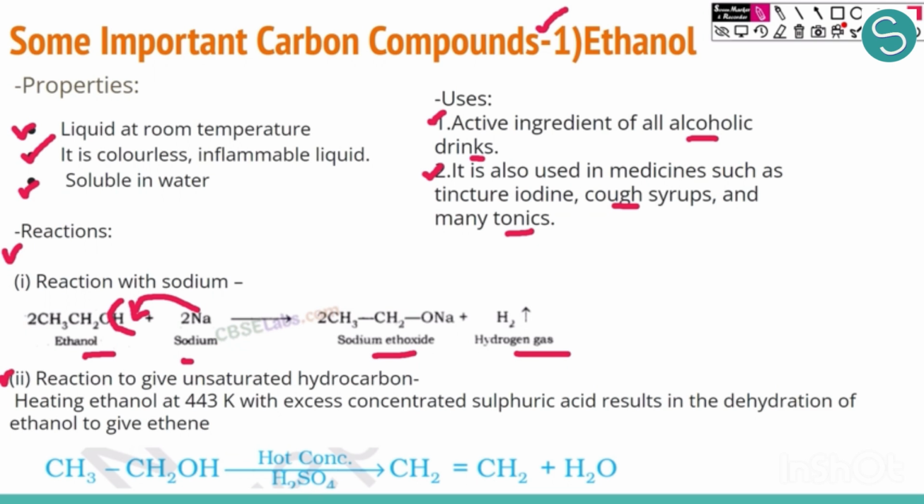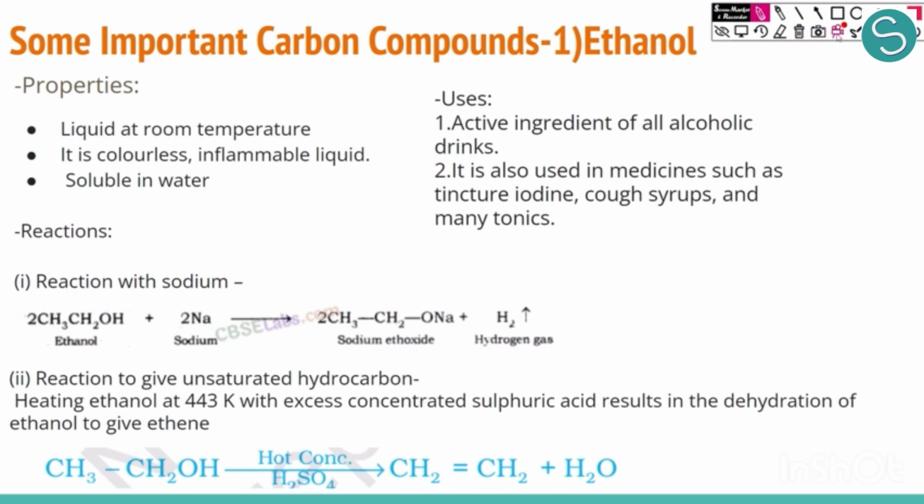Then we have the reaction to give an unsaturated hydrocarbon. So ethanol, when dehydrated, what do you mean by dehydration? Dehydration means a water molecule is removed. So you can see this OH along with one hydrogen from here is removed as water, and what we get is ethene, which is an unsaturated compound. So from ethanol we have got an unsaturated compound by heating it with excess sulfuric acid, which causes the dehydration of ethanol. So this is all you need to remember about ethanol.